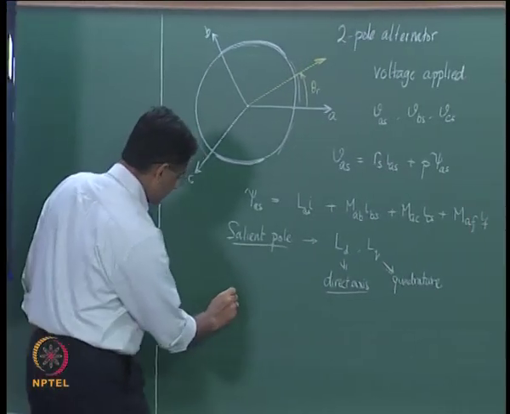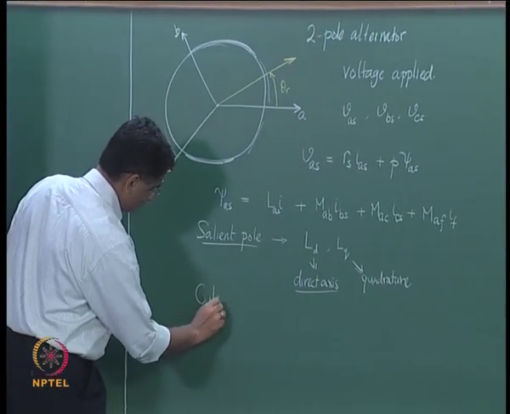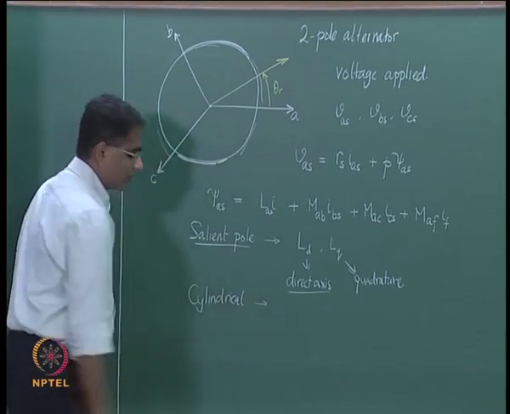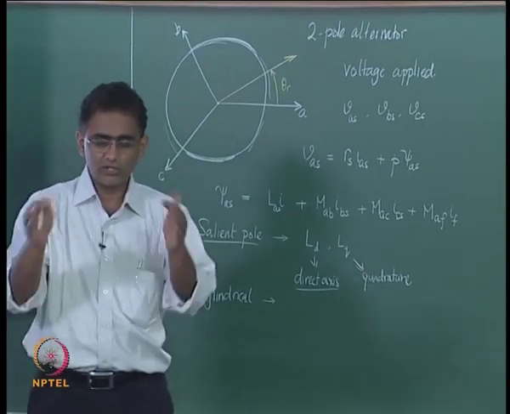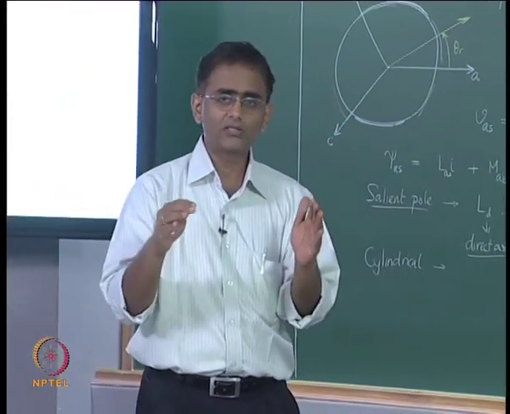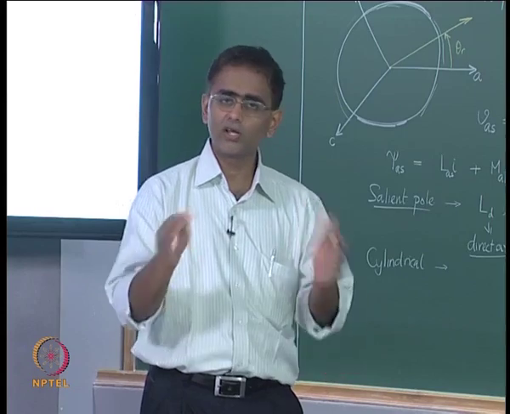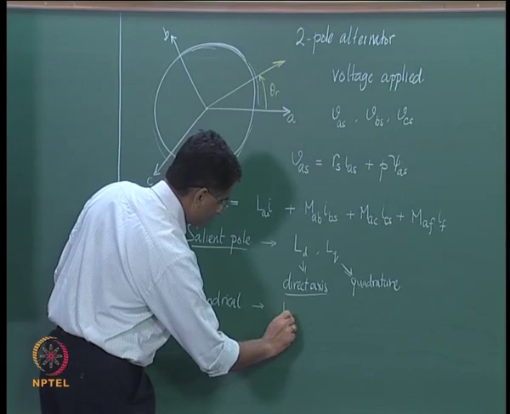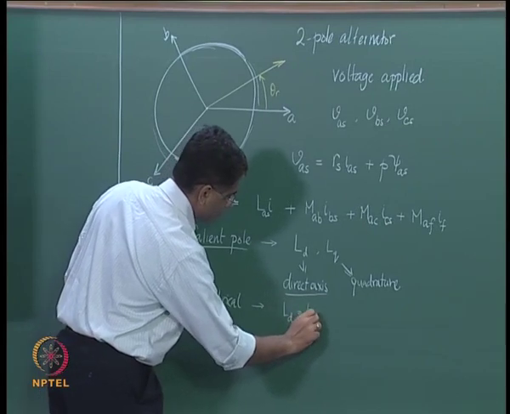If you take a cylindrical rotor structure, the air gap wherever you look at, whether it is at the pole face or at 90 degrees to the pole, the air gap is always the same, and therefore you expect LD to be equal to LQ.